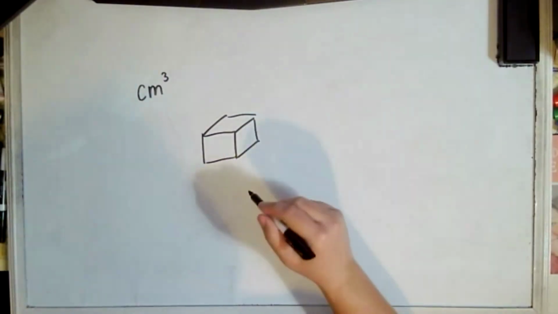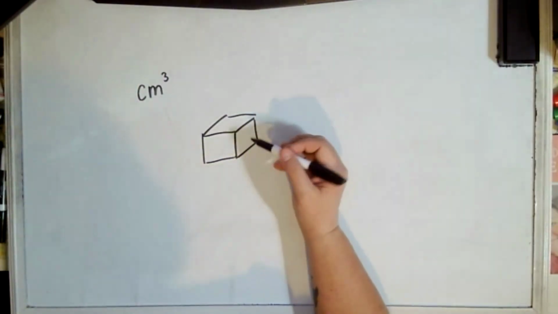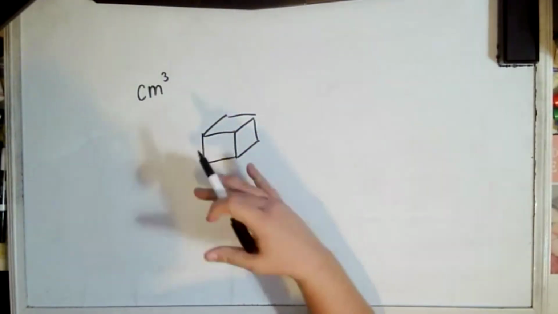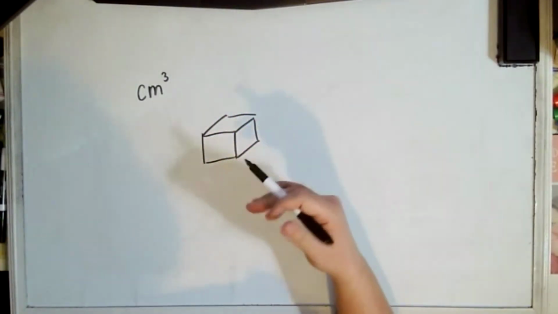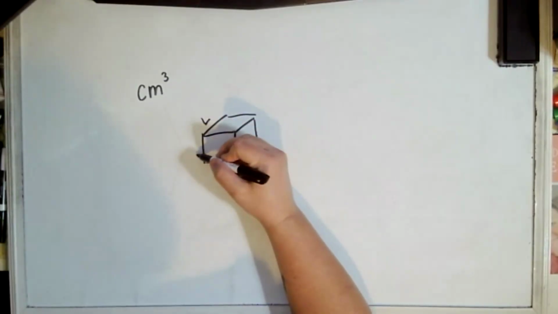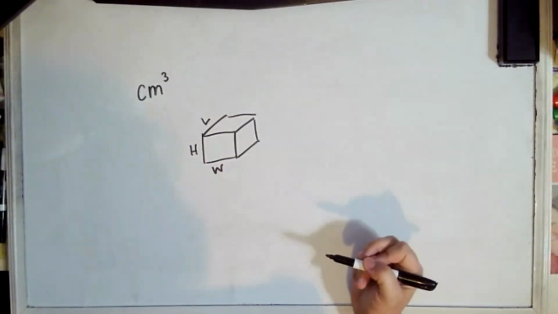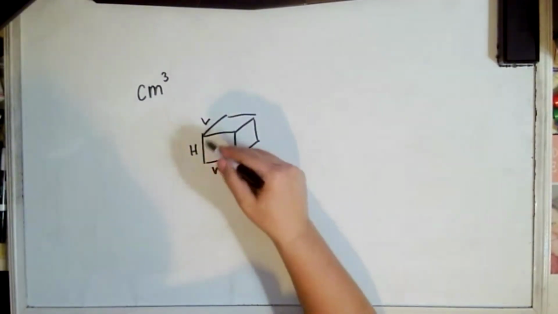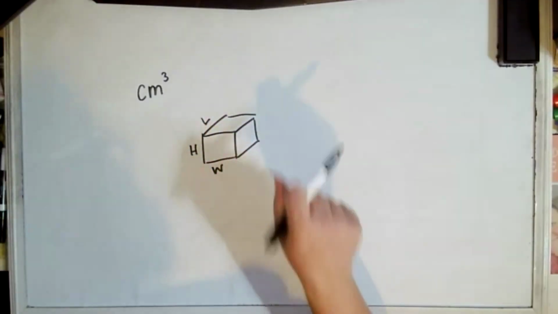Okay. So in a cube, it's kind of arbitrary what you're calling length and width and height. But let's say that this is our length, this is our width, and let's say that this is our height. All right. So now each of these I have to take a measurement of.